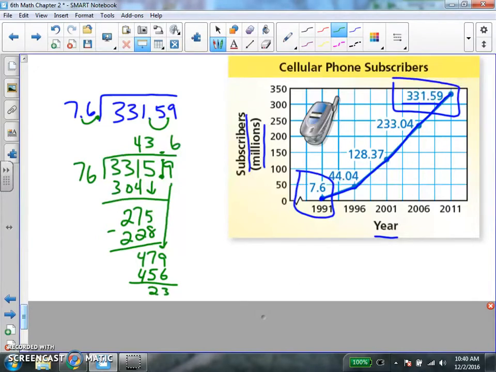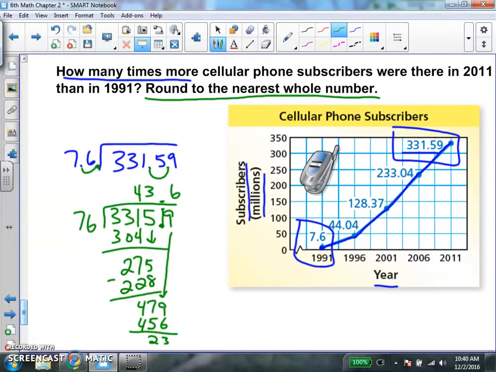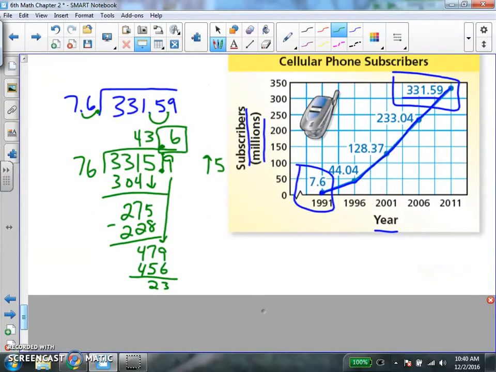Now I can stop right here because my answer said round to the nearest whole number. So I just needed to go one spot beyond the decimal, and I got 0.6. If I look at this 0.6, the number is above 5, I know to round up. So I can round 43.6 to about 44.